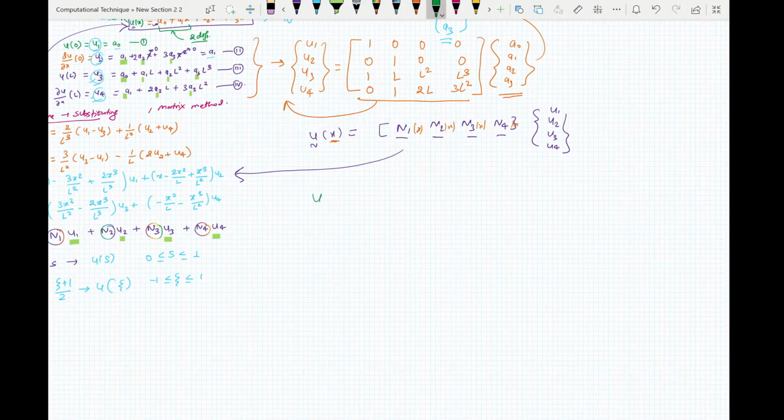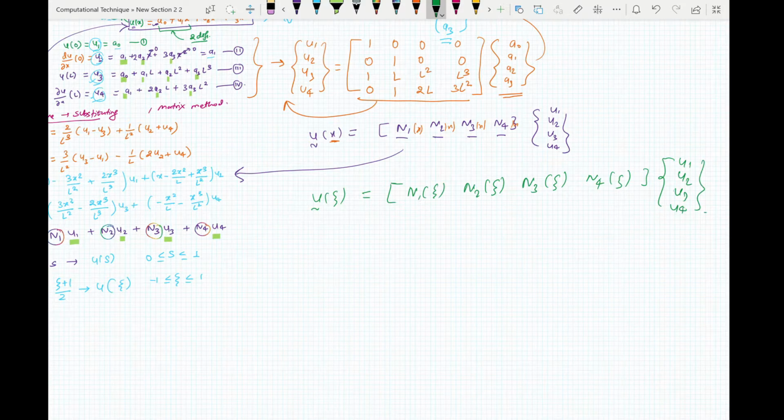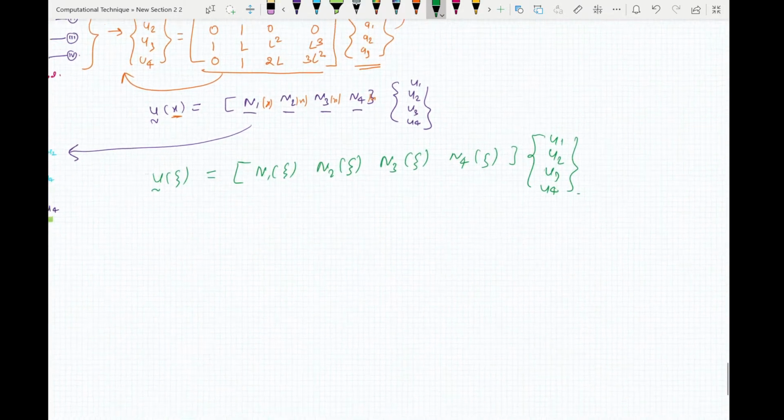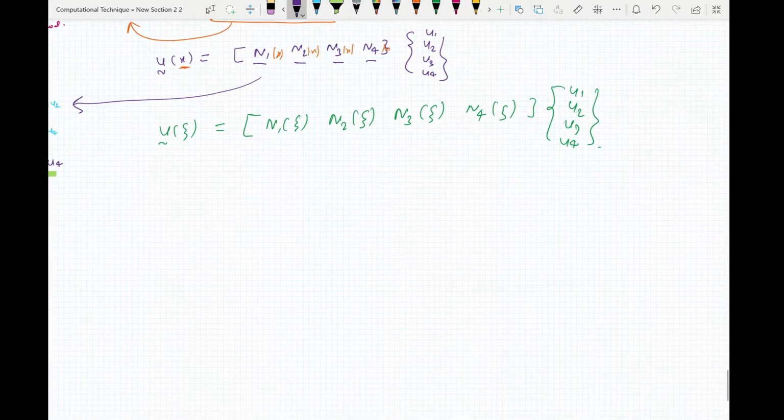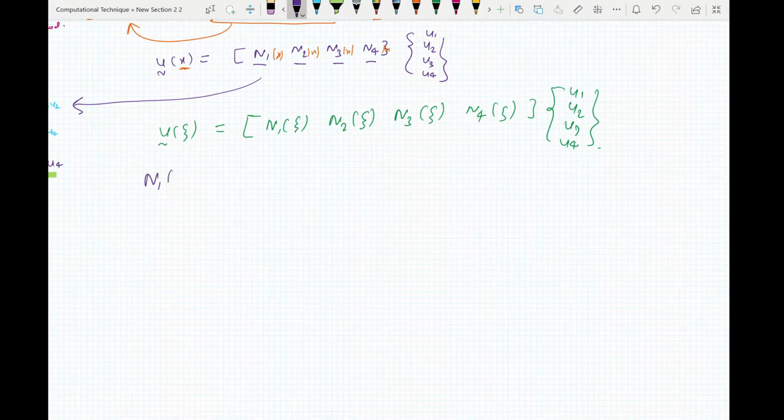Now if you write this in xi form, you will have n1 as a function of xi, n2 as a function of xi, n3 as a function of xi, and n4 as a function of xi. And then you'll have u1, u2, u3 and u4. Now when you write this in form of xi, you can get a simpler form.